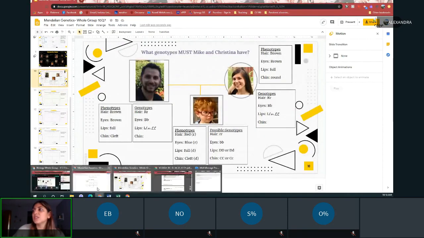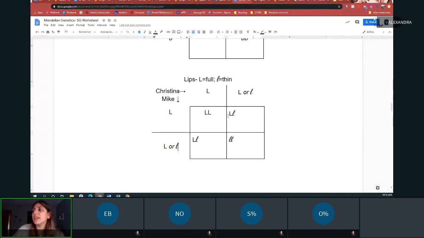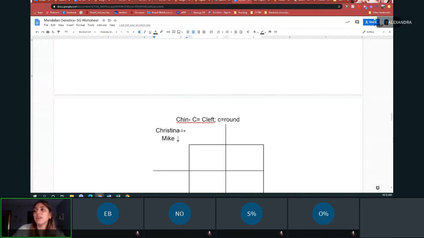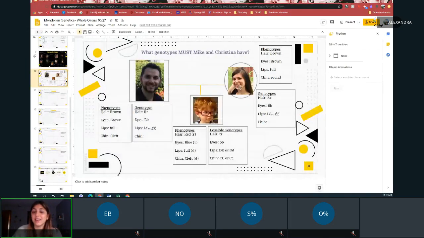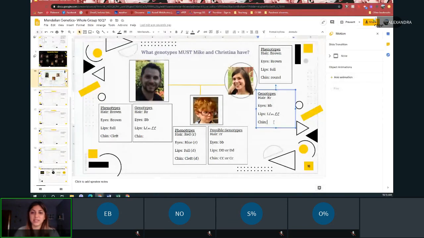But as you can see, you can start to work backwards. And so taking into consideration, we know that Christina has a round chin. Okay, so that's something that we saw in the PowerPoints. We know that she has a round chin. She does not have a cleft chin. And as we said, a cleft chin is dominant. So what must Christina's genotype be in order to have a round chin? And remember, we're using the letter C to represent this gene.